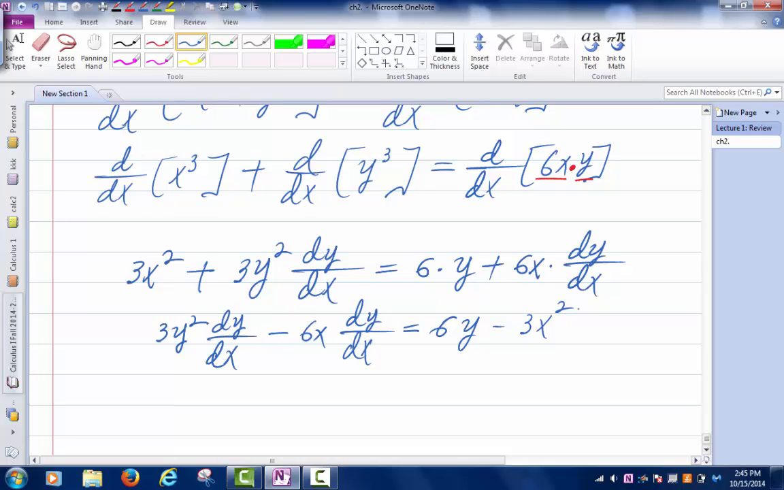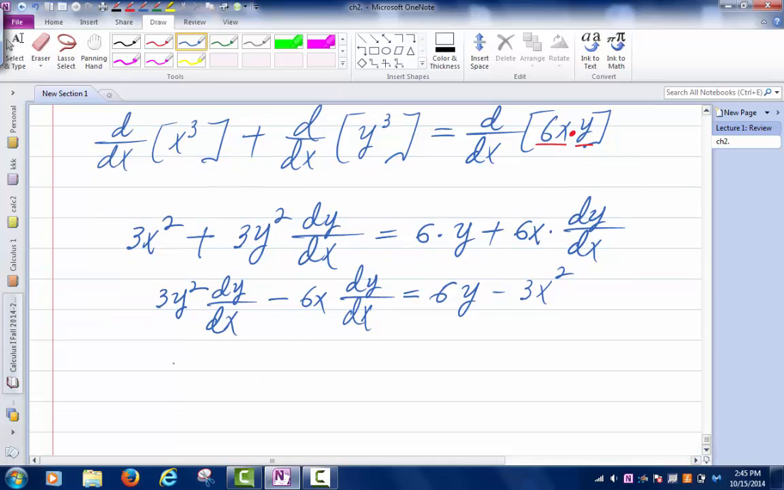Again, some words of warning here. Sometimes I see people canceling x and x. These dy dx, dx, they don't represent numbers, right? This is just a symbol for the derivative. X represents a number, but the dx there doesn't represent a number, so you cannot cancel out.